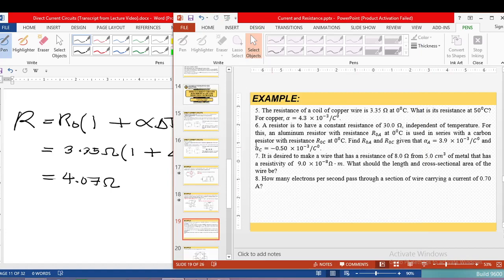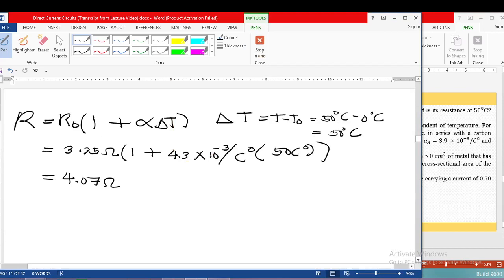Okay, so how about number 6? Our resistor is to have a constant resistance of 30 ohms independent of temperature. So take note of the words independent of temperature. For this, an aluminum resistor with resistance R sub naught A at 0 degrees Celsius is in series with a carbon resistor with resistance R sub naught C at 0 degrees Celsius. We have to find the initial resistance of the aluminum and the carbon, which are in series. So this is an application of series circuits and resistance dependent on temperature.